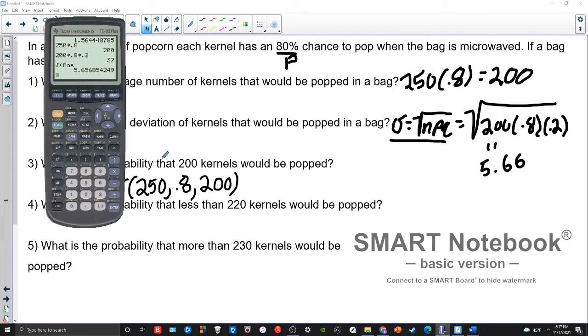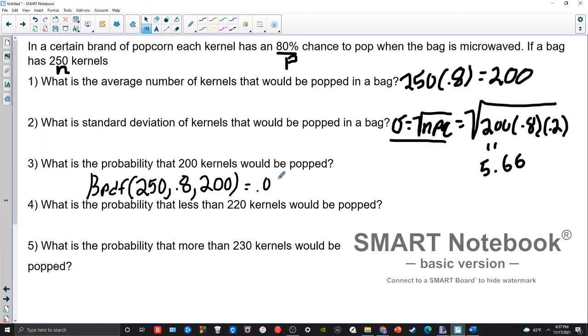We type that in our calculator here. So second distribution, go all the way down to binomial PDF, 250, comma 0.8, comma 200. Boom, 0.063 we'll say. Lo and behold, we're done. So that's about 6.3%.